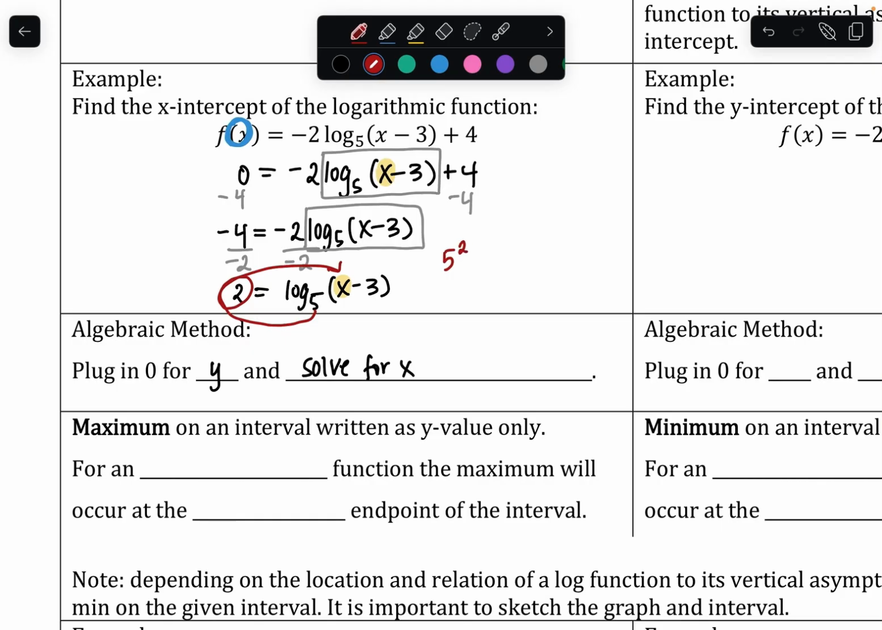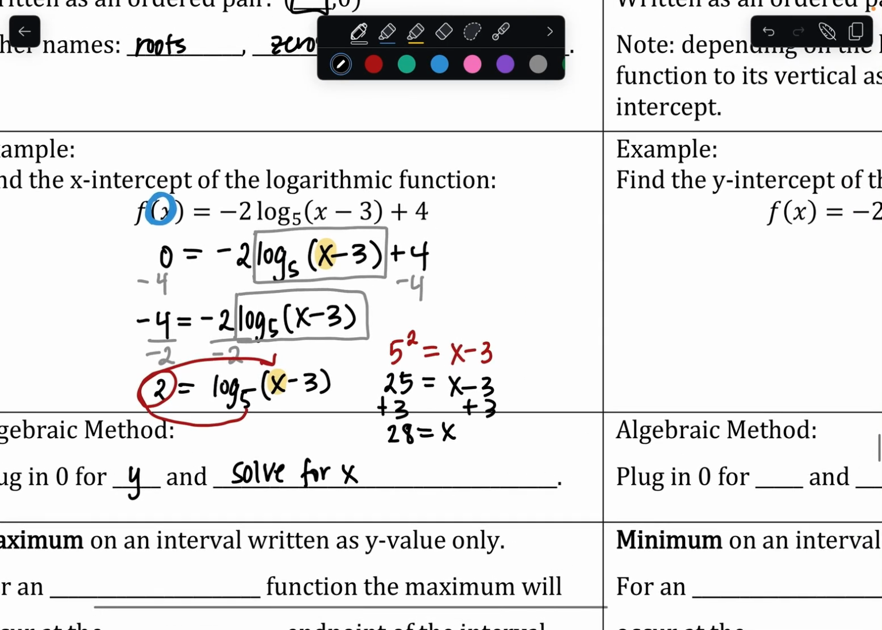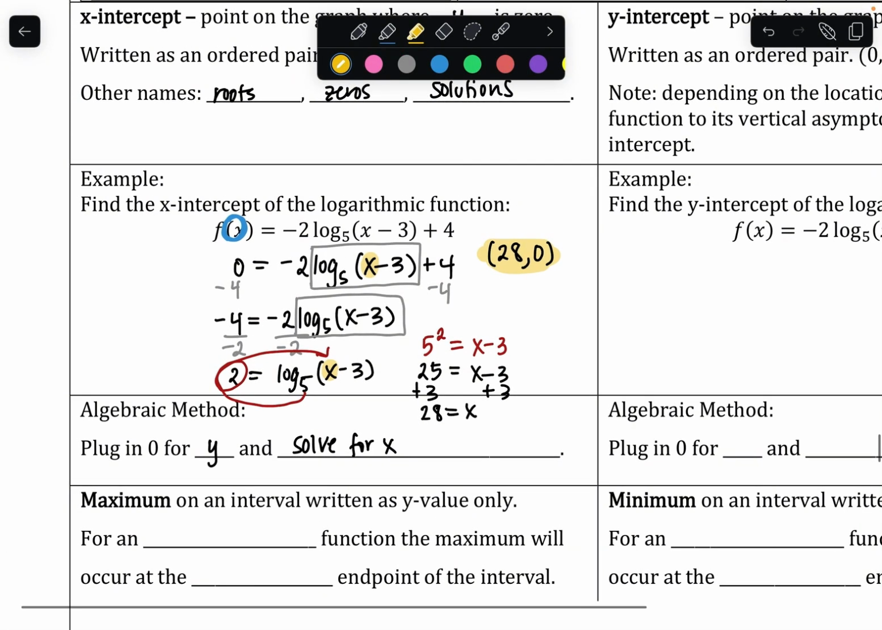Base 5 raised to the second power equals x minus 3. And so 5 squared, of course, is 25. And then we would just add 3 to both sides to get an x value of 28. And so don't leave that as an equation. That looks like an asymptote. And so you want to write it as an ordered pair to avoid any kind of confusion. 28, 0 for our x-intercept.